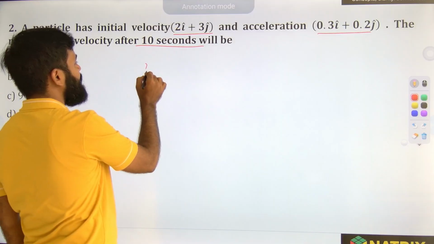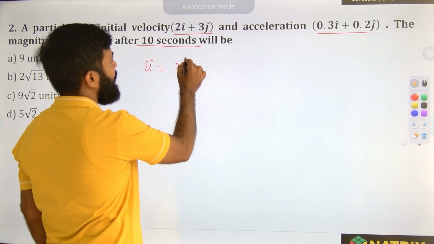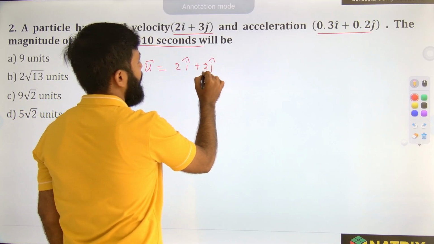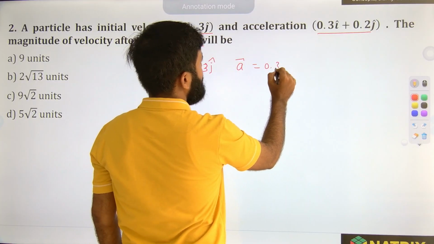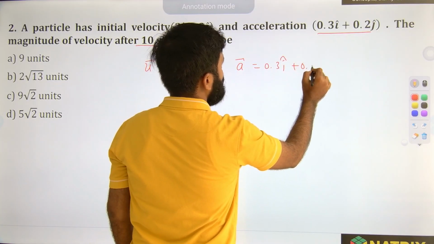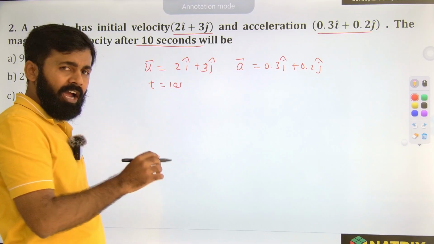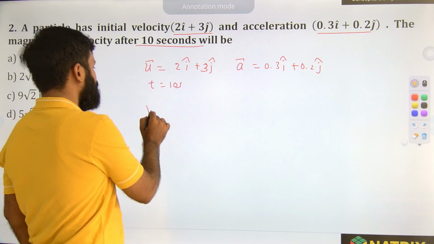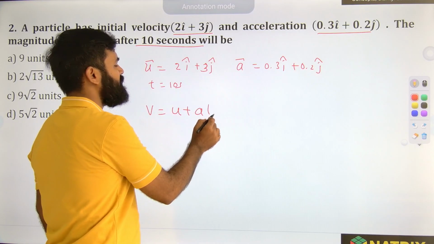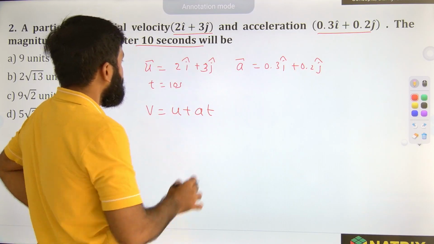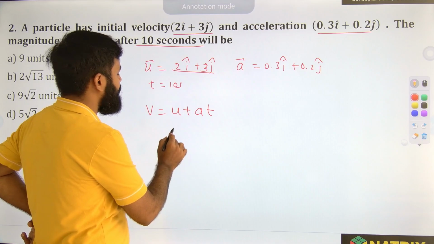See, initial velocity is 2i cap plus 3j cap and acceleration is 0.3i cap plus 0.2j cap, right? So time is 10 seconds. So we have to apply V is equal to U plus AT. What you guys will do, I'll tell. See, you will calculate its magnitude. You will write as root 13.